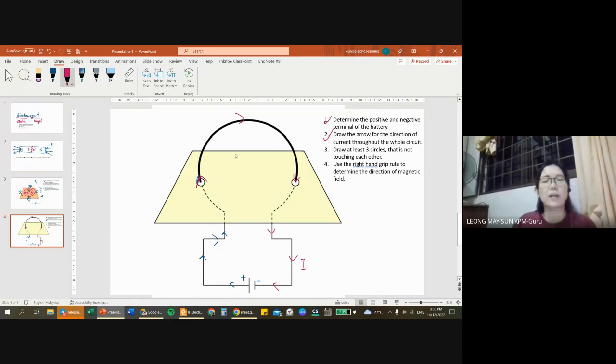Now, for a coil, how do we draw? Number 1, a coil has to be slightly different. You draw a straight line in the middle, and then you draw 2 circles over here. Make sure you don't touch them.